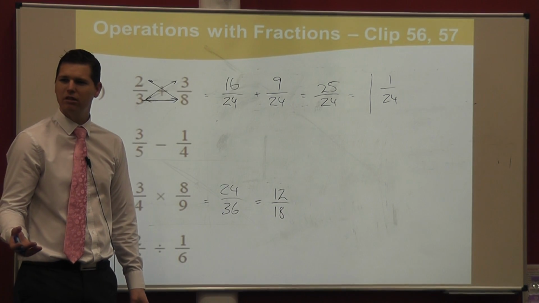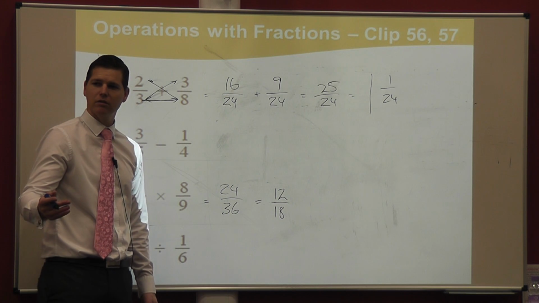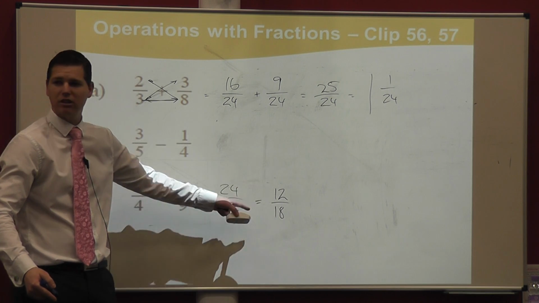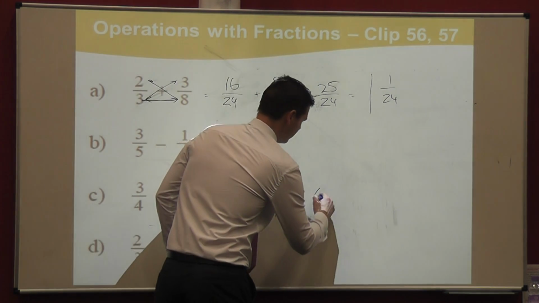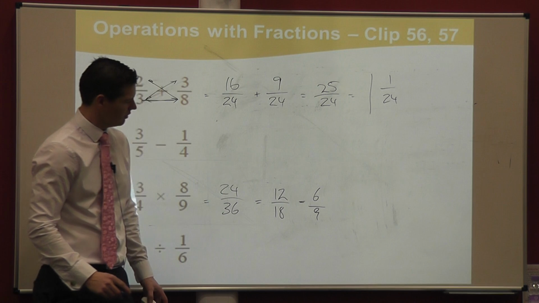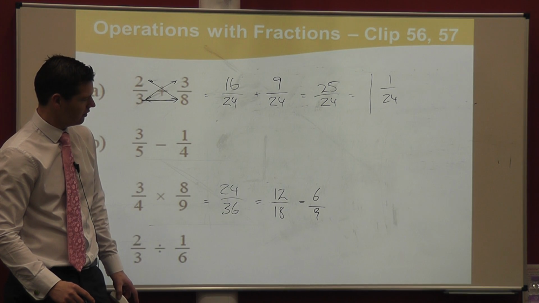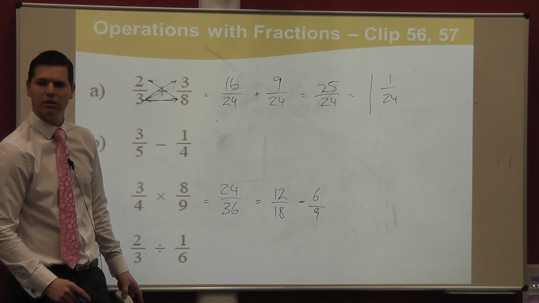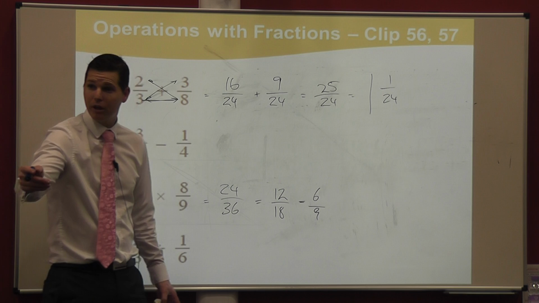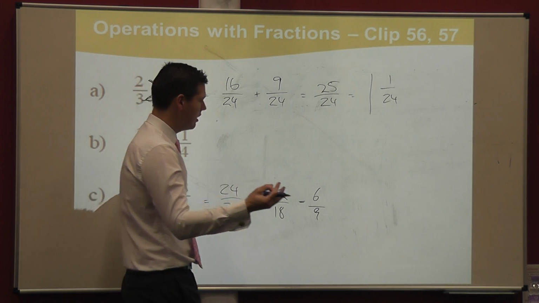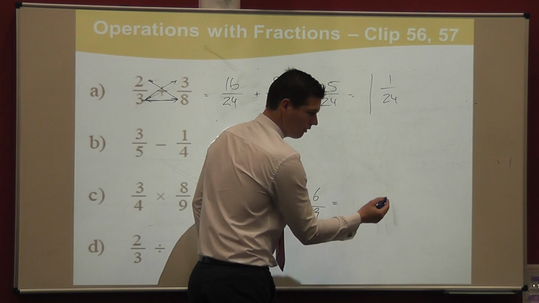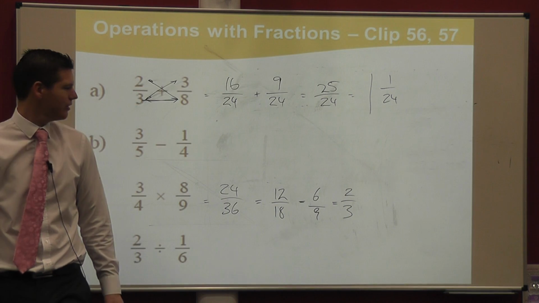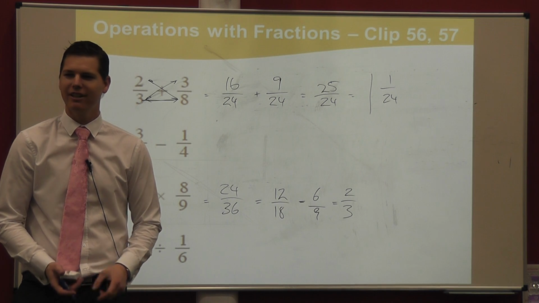Could I simplify that any further? Let's just keep going. It's easier for even numbers because I can just keep halving it, can't I? 6 over 9. They're not both even numbers, so I can't halve them anymore. What could I do? Yeah, divide them both by 3. They are both multiples of 3. So I divide 6 by 3 is 2, 9 by 3 is 3.